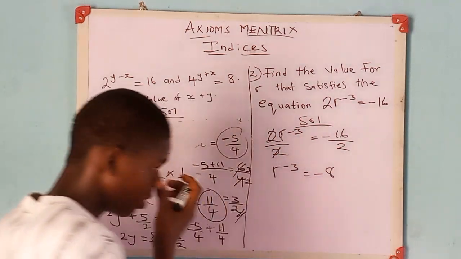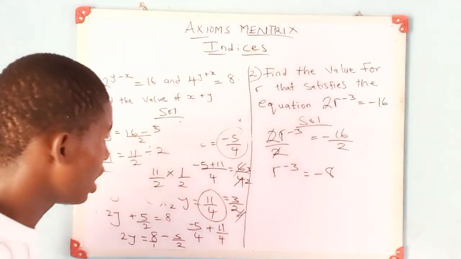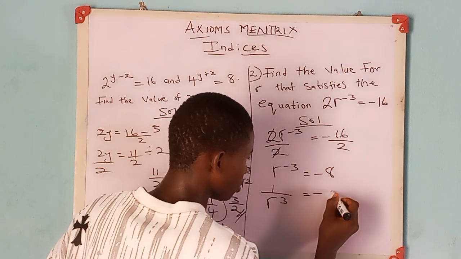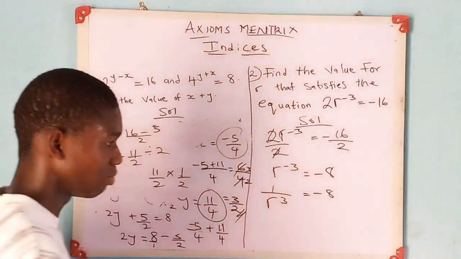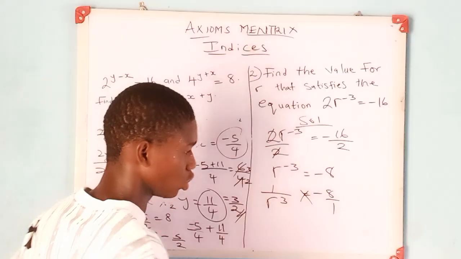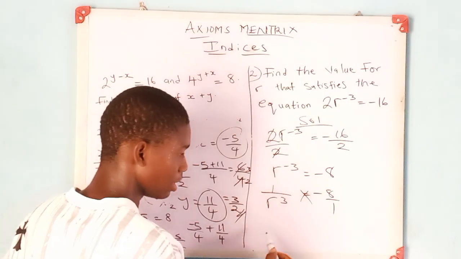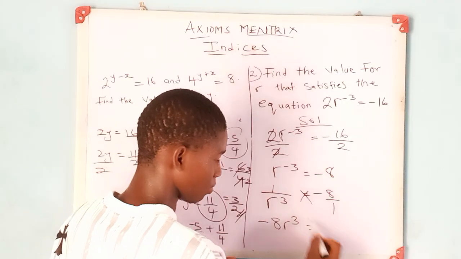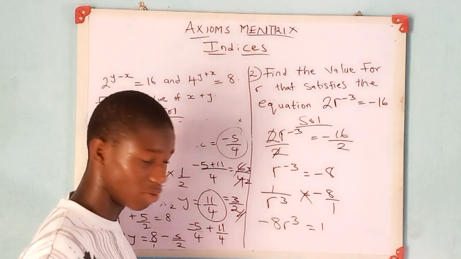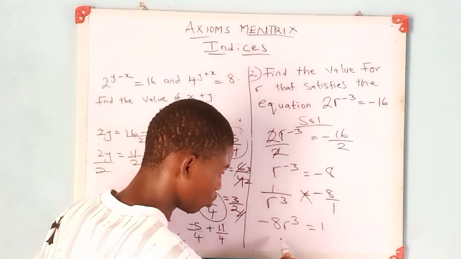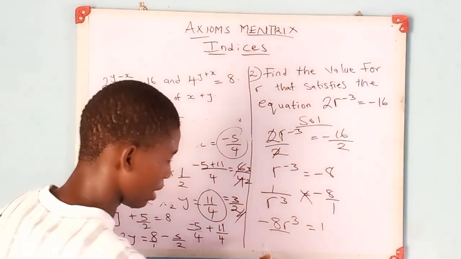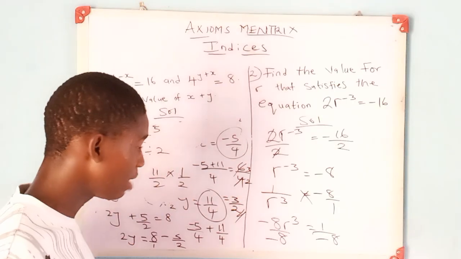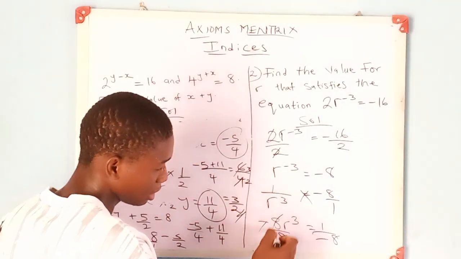minus 8. So from this place, according to the rule of indices, what we have here still represents 1 over r raised to the power of 3 is equal to minus 8. So that's what this means. So now from this place, I can balance this to be 1 and just cross multiply. Then this multiplied by this is going to give me minus 8r raised to the power of 3 equals 1. So now from this place, I can decide to divide both sides by minus 8. If I divide both sides by minus 8, minus cancels minus, 8 cancels 8.